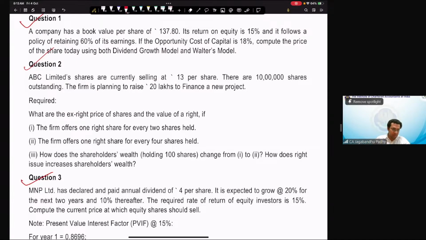Okay. ABC Limited shares are currently selling at rupees 13 per share. There are 10 lakh shares outstanding. The firm is planning to raise 20 lakhs to finance a new project. So we are looking for getting new funds of 20 lakhs for a new project.